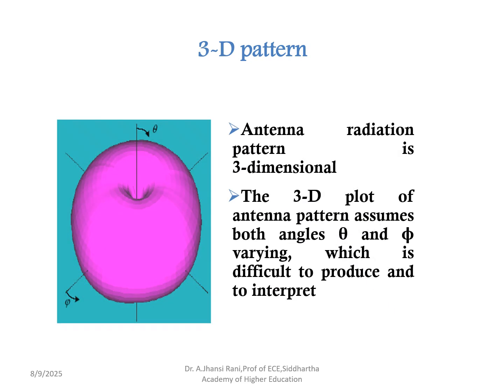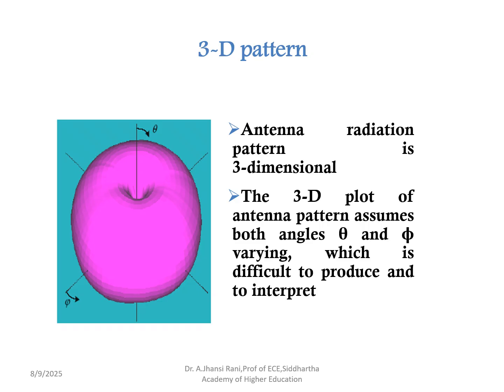This is the 3D pattern. It is the antenna radiation pattern. This is in three dimensions. Theta is increasing from here and phi is increasing from here. In this one, both the angles theta and phi are varying, and the interpretation for this one is very difficult compared to the 2D pattern.